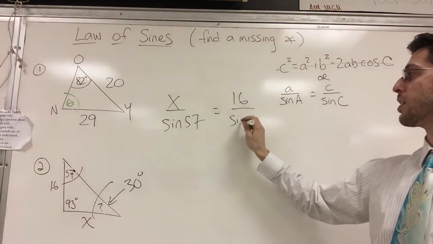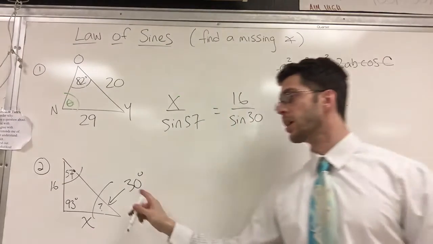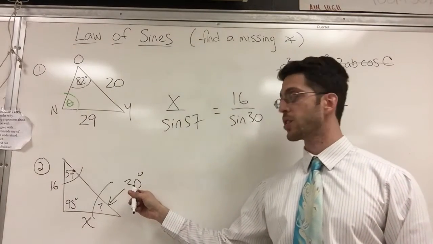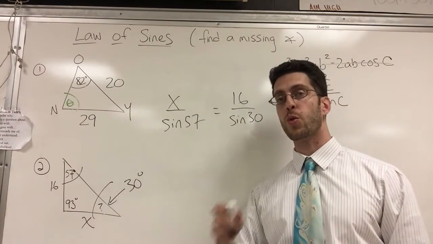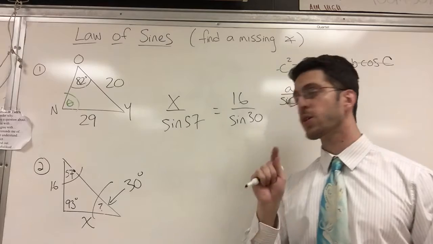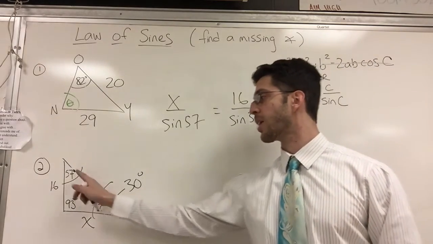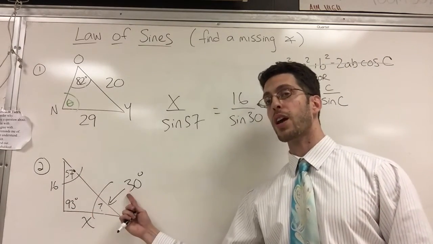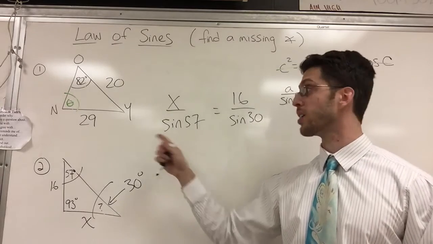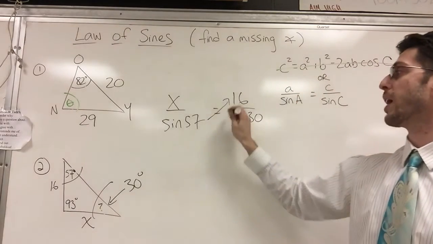So sine 30 degrees, all right? If you need to rewind and hear that explanation again, this should be known to you. Even though it wasn't given, it should be known to you. So angle side angle leads to the third angle, and then you can use the law of sines. So now I'm ready.